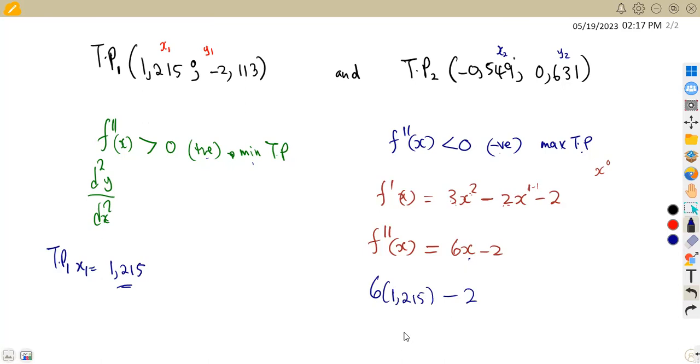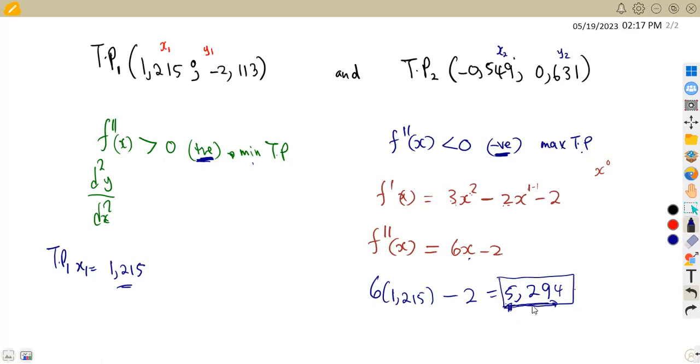So if we substitute this, that is the value of x that we are having in this case. This is going to give us something like 5,294. This value is the one that we are comparing with our second derivative. Are we having a positive answer or a negative answer from there? In this case, 5,294 is positive. It's greater than 0.